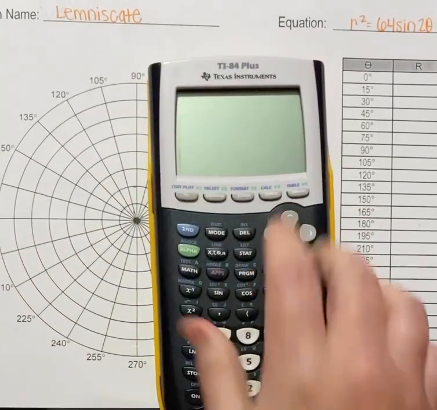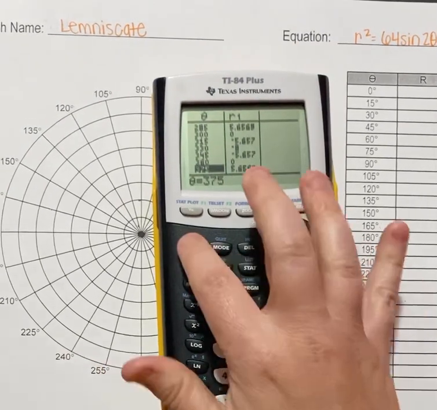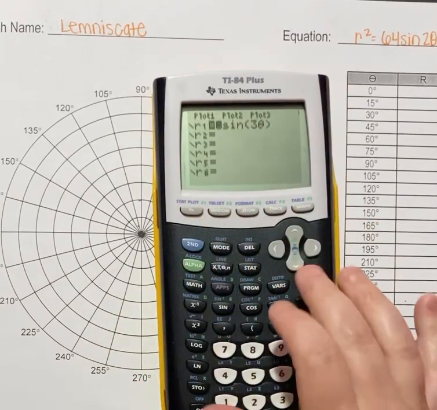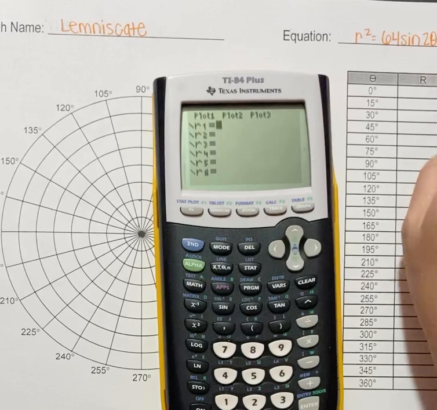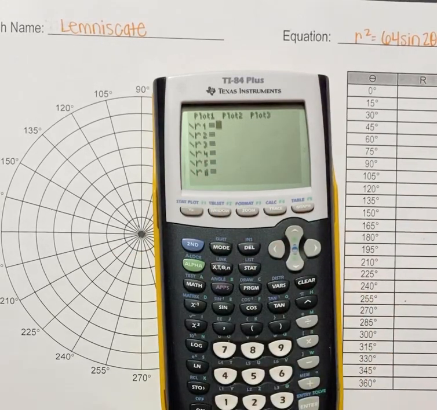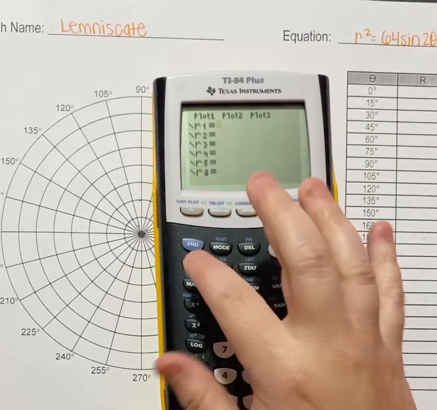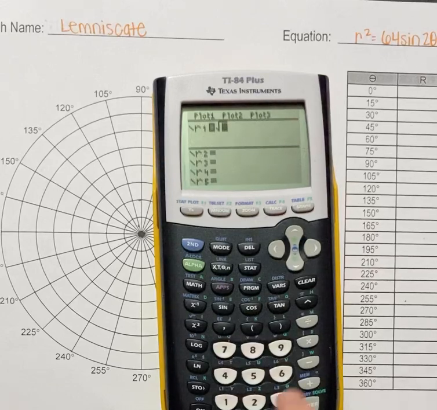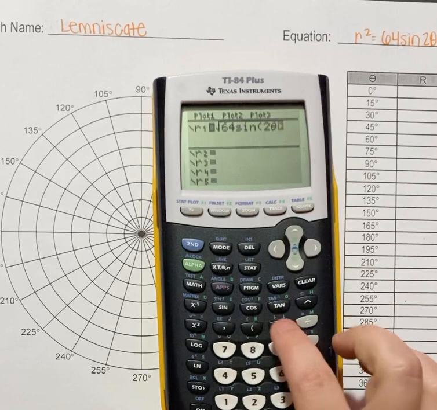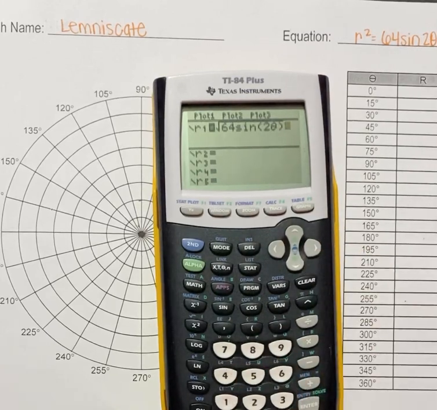So we're going to go to our calculator. We're going to make sure our table is starting at 0, increment by 15s, and both of those are in auto. When I go to y equals, I'm going to put my new equation in right here. Now, key thing right here is my equation list says r. So in order for me to get my solution, I'm going to have to take the square root of all of this. We're going to type the square root in first. So the square root of 64 sine of 2 theta. Remember, use that X button in order for you to get that. Okay, you got to take the square root first whenever you have a lemniscate.